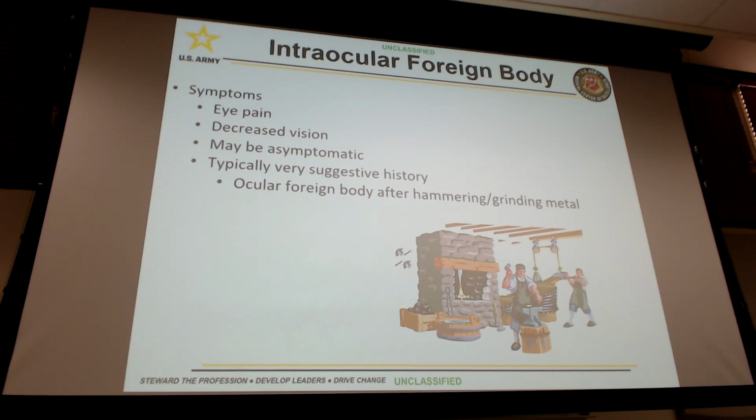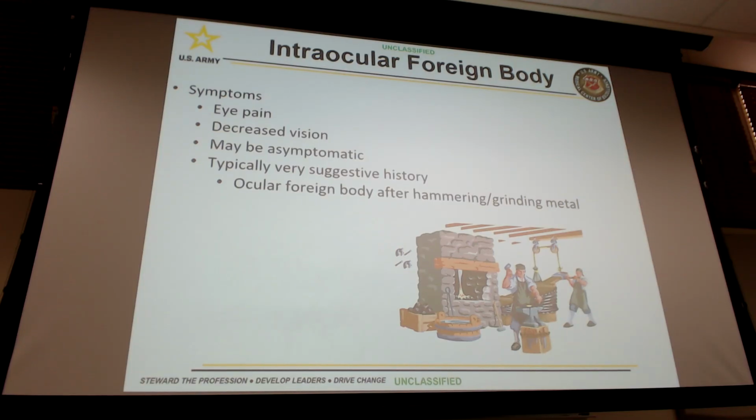Okay, love this clip art here. This guy's doing some metal work. Okay, this is what they did back in the day. On an anvil there, and you'll notice they are not wearing eye pro. These are bad patients here. Okay, you can get a metal chunk flying into your eye at high speeds, and then you'll have eye pain, decreased vision. Okay. Sometimes it's not a suggestive history.